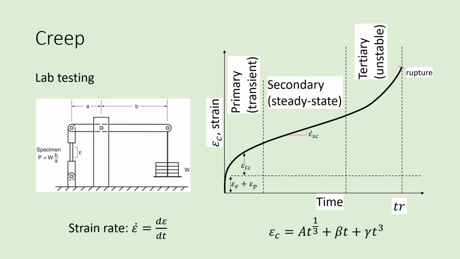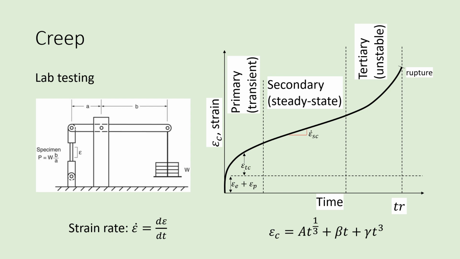In a lab, the most common way of testing for creep is to apply a constant axial, tensile, or compressive load to a bar or a cylinder for a long period of time. Strain is then measured over this time from the point of initial application to the time of rupture. A typical graph showing the relationship between strain and time is shown on the right.